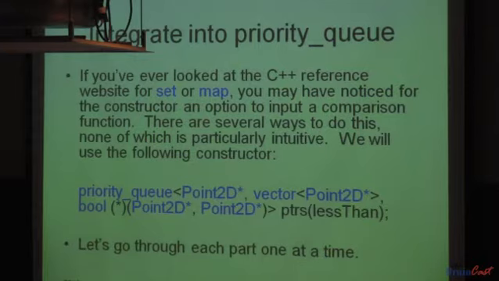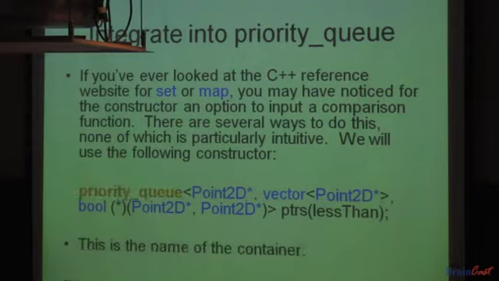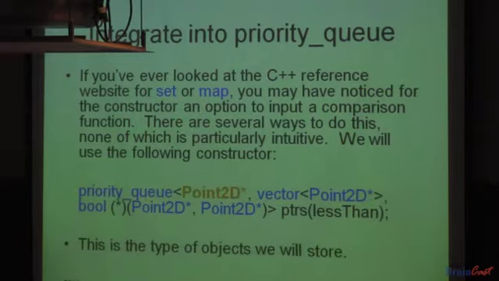Okay, so here's how it works. There are several ways to create an object of type priority queue, depending on the template parameters. For sets and maps, they all follow the same basic paradigm, which is the following. First, you have to name the container. Okay, that was easy. Next, name the data type.